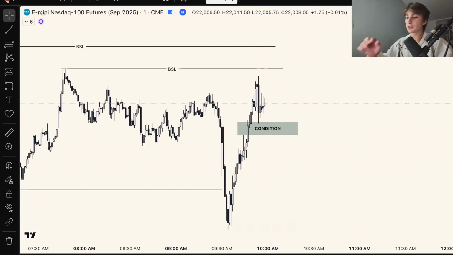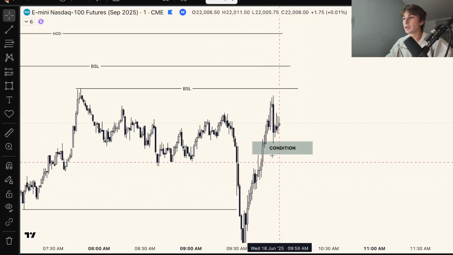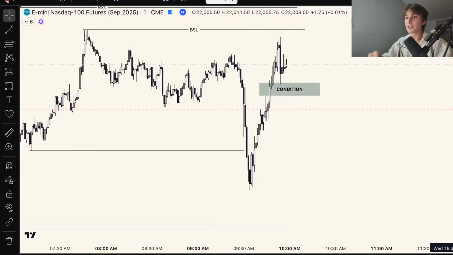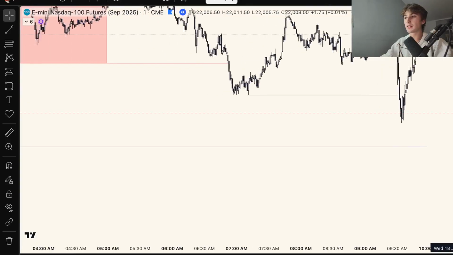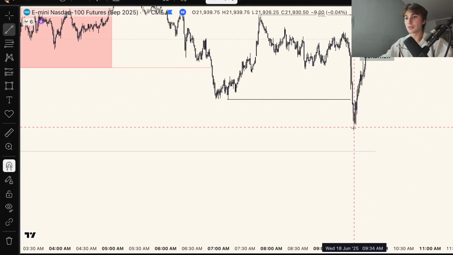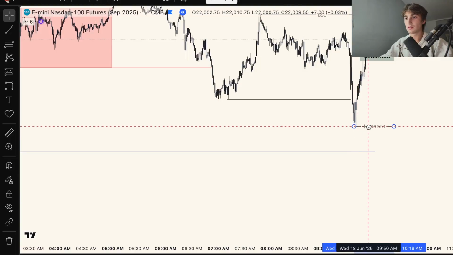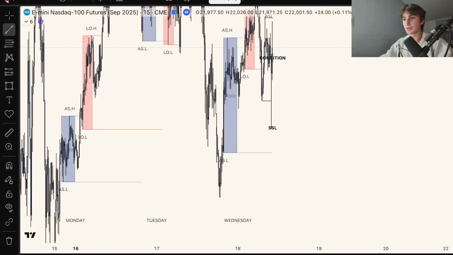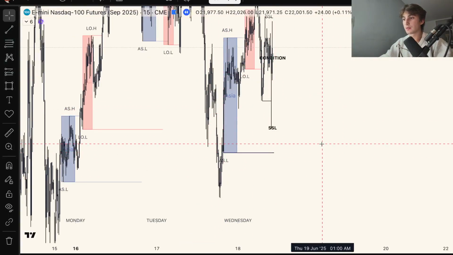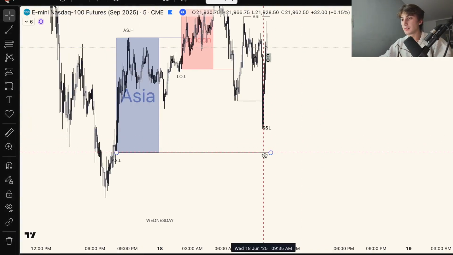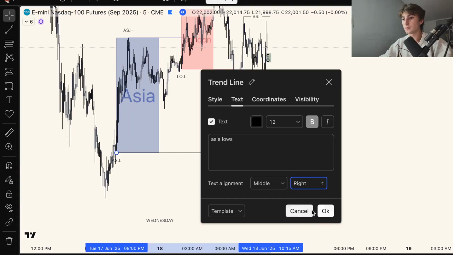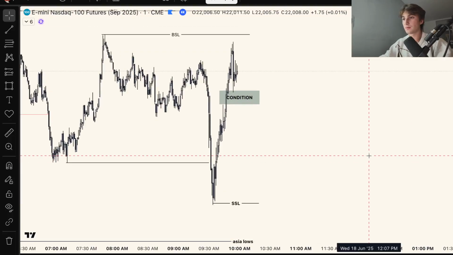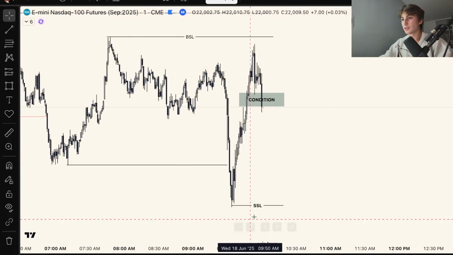If price respects this condition, which I'm assuming it will, we will want to go higher and take out this buy side high of day. If it gets disrespected, then maybe I can expect price to go towards this sell side liquidity. I can expect price to maybe go towards Asia lows, something like that, right? So now I'm going to wait to see what happens. Price trades into this condition.